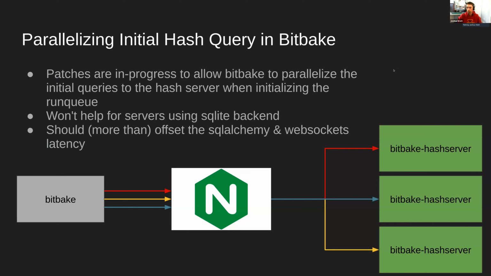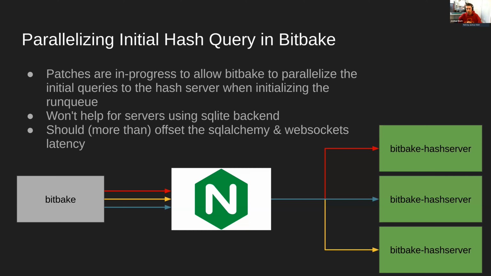So one of the things that we're also working on to make this even more useful is that there are patches in progress to parallelize the queries that are made to the hash server from BitBake. So those initial queries that are made when the run queue is checking every task hash that it's calculated. Currently, that just happens one at a time with the server, which is fine with the current server because the SQLite database, again, is blocking, so you can't go faster than one query at a time anyway.